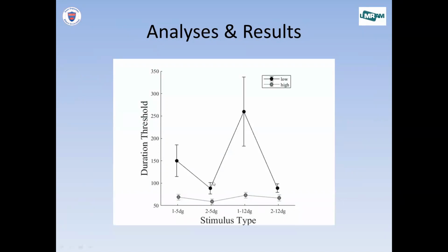This means that in 2 degree inner diameters, surround facilitates the center more. Additionally, in the 12 degree stimulus type, there was an additional suppression effect. This is a suppression effect we see in low contrast stimuli as the size increases to these levels. Finally, we can see that there were no changes in high contrast in any of the size conditions.